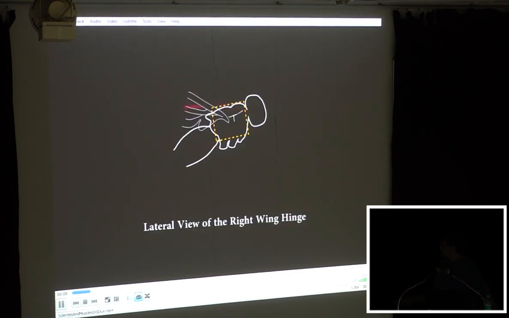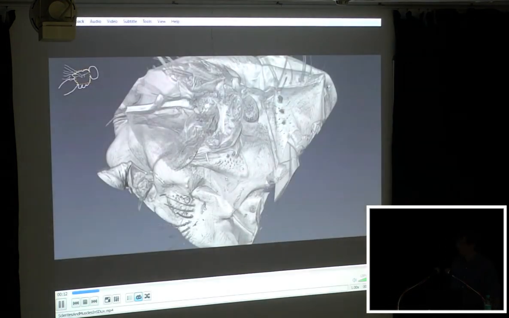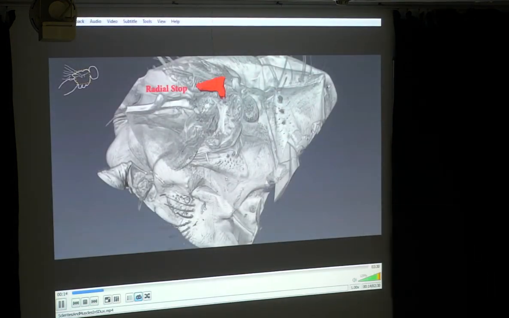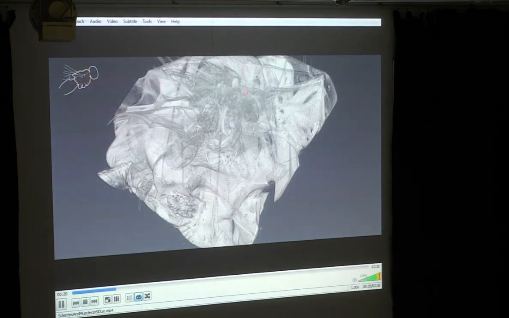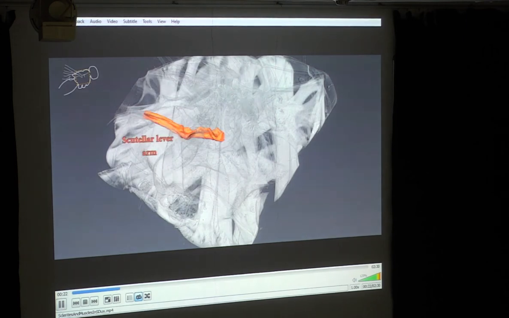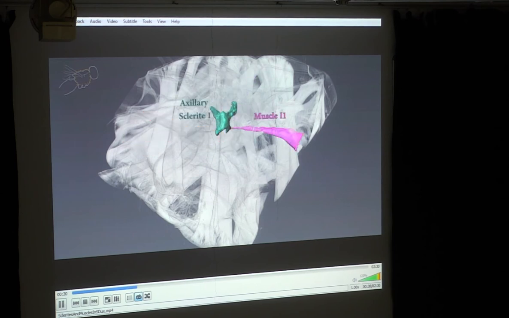So that's the lateral view of the wing hinge. This is widely considered one of the most complicated joints in the animal kingdom. That's the radial stop that connects to the wings. That's the gearbox that I showed you, the frame mechanosensor and damper. This is the part that coordinates both wings. That's one sclerite. This is a plate on the cuticle. And that's controlled by these two muscles, okay?